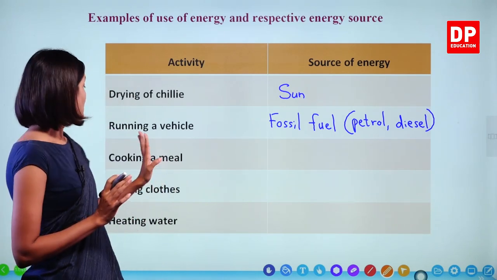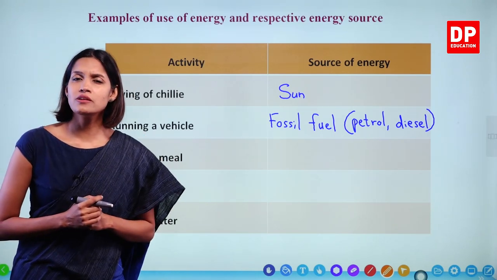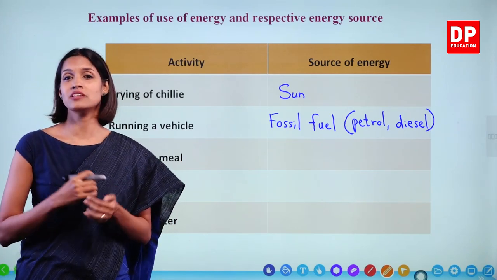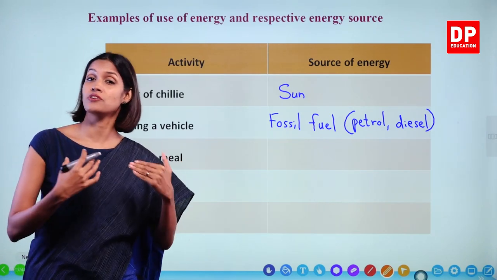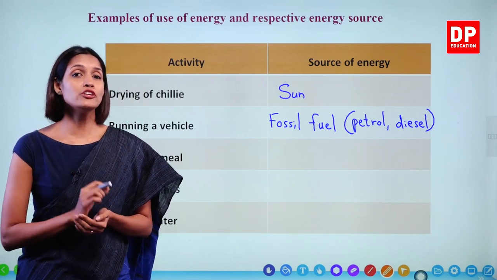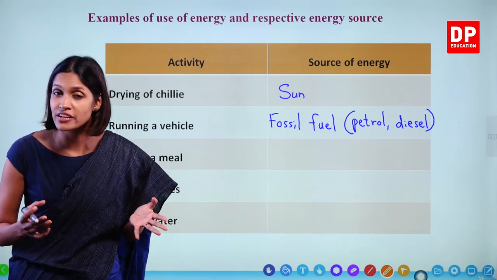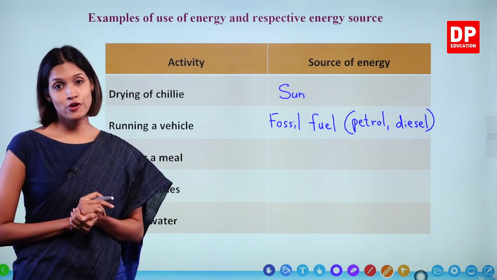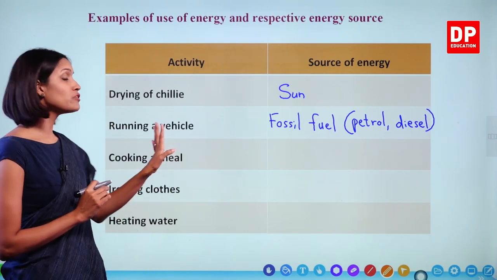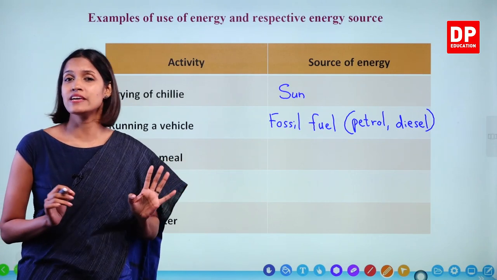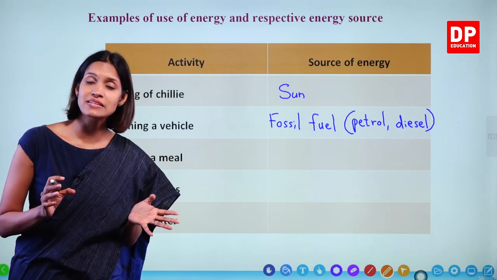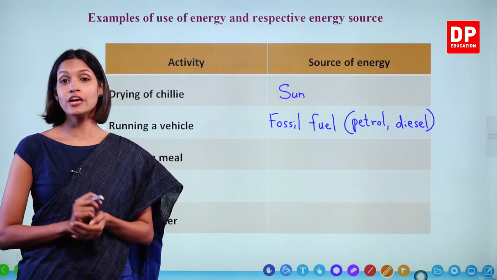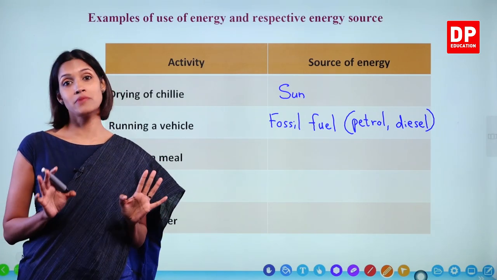Okay, children. And sometimes we can cook a meal using, most of the time in rural areas, when they don't have electricity, when they don't have LP gas, they can use firewood. By burning firewood, those people can cook a meal. Okay, children. So, firewood comes under biomass. I explained that plant or animal matter that we can use to gain energy is known as biomass. Okay, so firewood also comes under biomass.